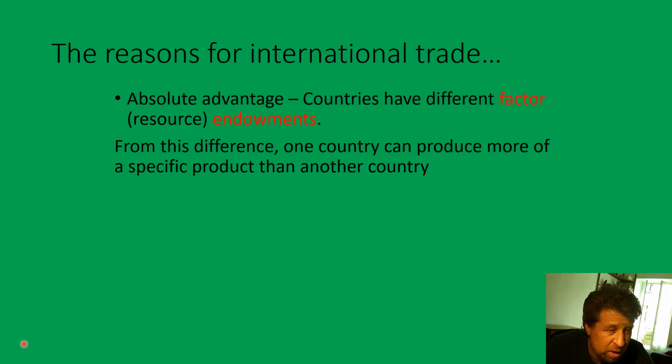So every country's got something different. For example, Afghanistan maybe won't be able to build cars as well as the UK because maybe it hasn't got the labour, hasn't got the engineers, hasn't got the enterprise and the infrastructure. So each country has different factor endowments, and one factor endowment will be able to produce more of a specific product than another country, and that is absolute advantage.